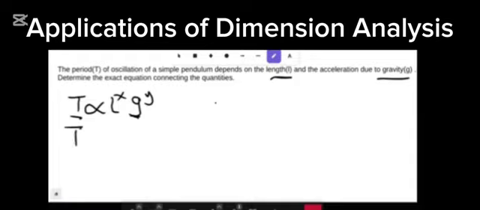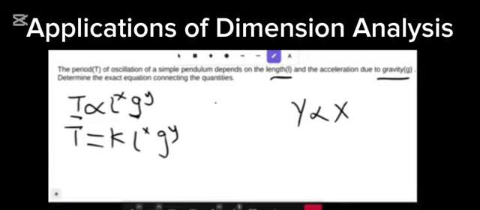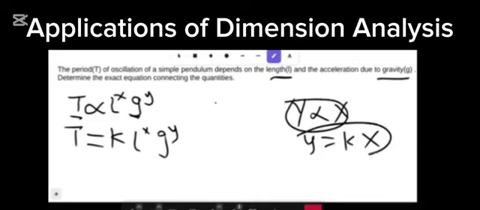T, we remove this proportionality sign by introducing equality, equals a constant, then length raised to the power x, gravitational acceleration raised to power y. Such as if y is proportional to x, we are going to write y equals constant times x. We cannot solve this while it has no equality, but we can solve and manipulate this.